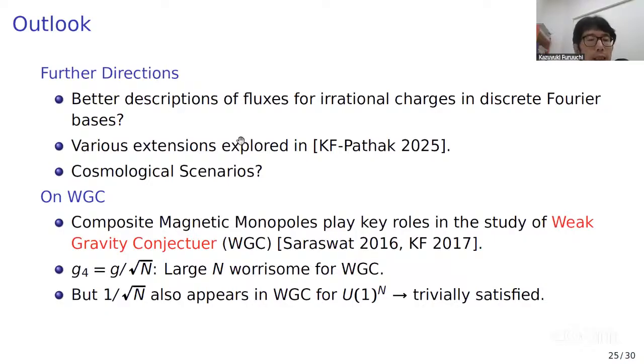So, further directions. As I mentioned, at larger n there appear irrational charges and irrational winding numbers of magnetic flux, and I still haven't understood how to treat them. So it would be nice if one of you knows how to treat them.